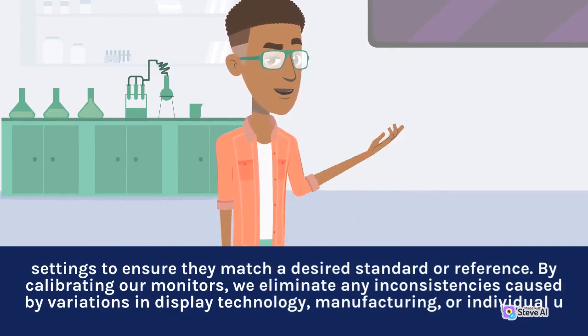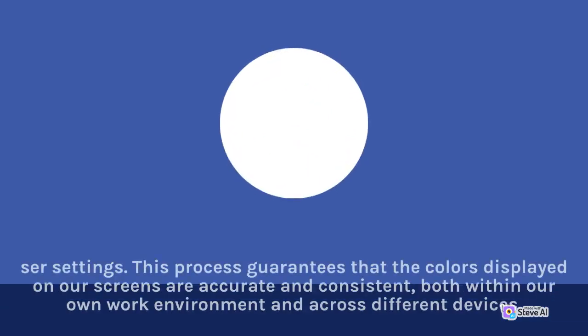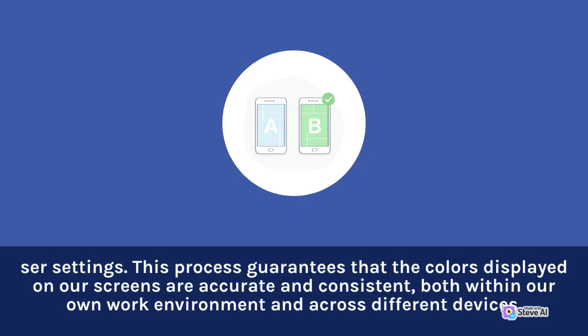By calibrating our monitors, we eliminate any inconsistencies caused by variations in display technology, manufacturing, or individual use settings. This process guarantees that the colors displayed on our screens are accurate and consistent, both within our own work environment and across different devices.